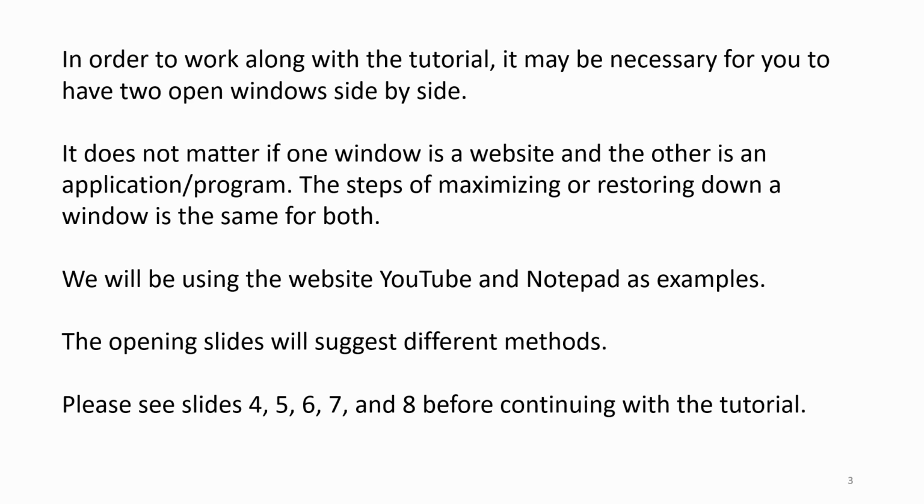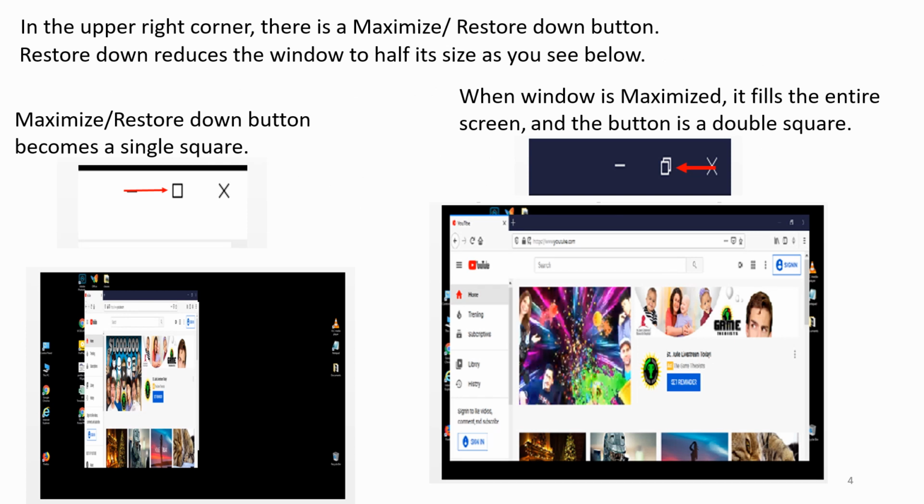The opening slides will suggest different methods. Please see slides 4, 5, 6, 7, and 8 before continuing with the tutorial. In the upper right corner, there is a Maximize Restore Down button. Restore Down reduces the window to half its size as you see below. Maximize Restore Down button becomes a single square. When the window is maximized, it fills the entire screen and the button is a double square.